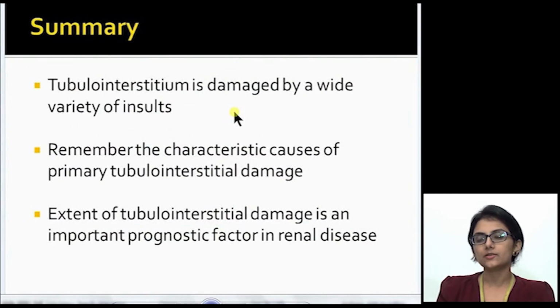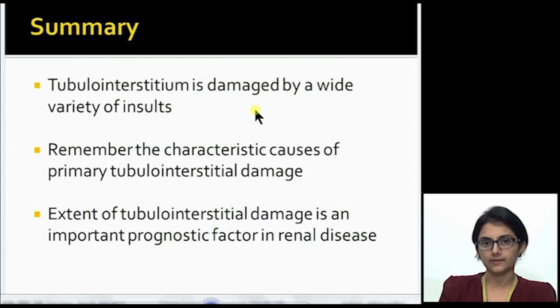So to summarize, the tubulointerstitium is damaged by a wide variety of insults, as we've seen. We do need to remember some characteristic causes of primary tubulointerstitial nephritis. But it is also very important to remember that regardless of which compartment of the kidney is involved, it is the chronicity in the tubulointerstitium which really dictates the patient's prognosis and how that kidney is going to do, whether the insult started in the glomerular, vascular, or tubulointerstitial compartment.